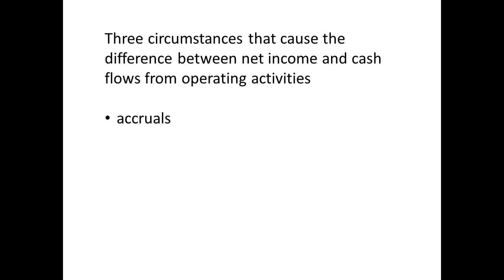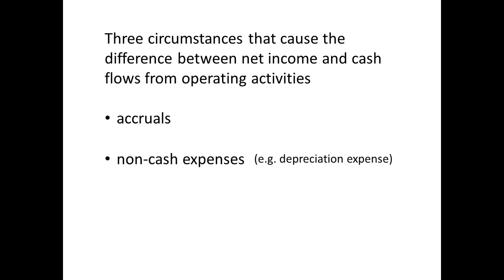The second circumstance that causes net income and cash flows from operating activities to be different is something called a non-cash expense. In simple terms, a non-cash expense is an expense that is not paid with cash. A common example is depreciation expense. Think about the journal entry you use when you record depreciation expense. Depreciation expense is increased, so the account is on the left side of the entry.